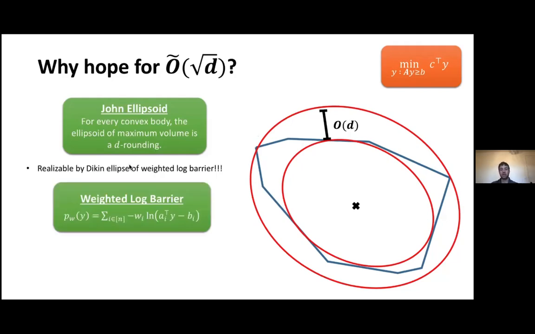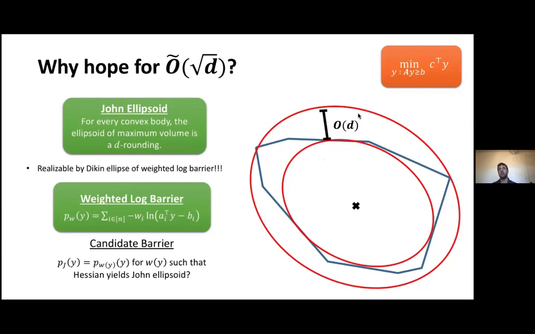All right. However, relevant for our discussion, interestingly, you can also show that this ellipse is actually realizable as the Dikin ellipse of the weighted log barrier for some choice of weights. So at least for this thing of getting a rounding, there is a choice of weights where we could minimize the weighted log barrier and get a d-rounding of the polytope. And this yields one natural candidate barrier you might try to look at to get a root iteration method. Just pick the weights to be the weights that somehow give a John ellipsoid.